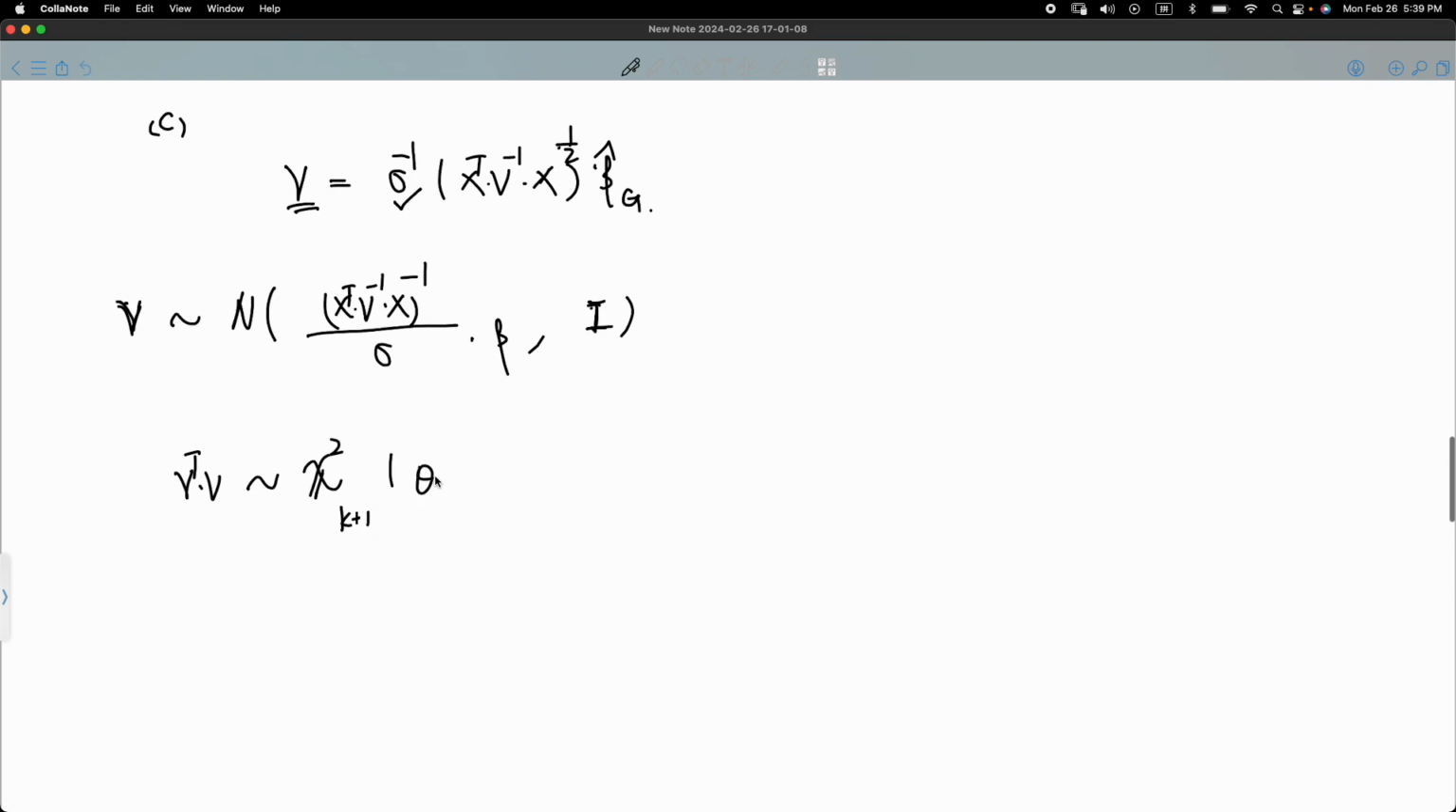And then your centered parameter should be beta transpose X V inverse X inverse beta over sigma squared. Okay.